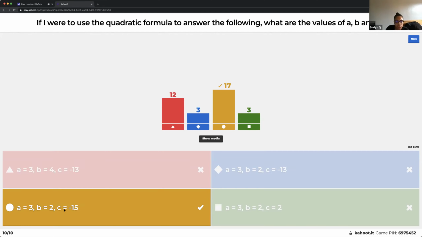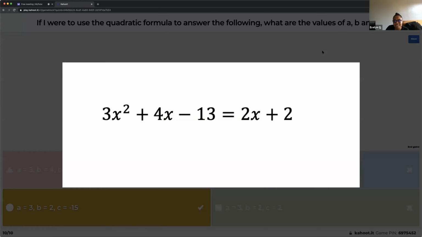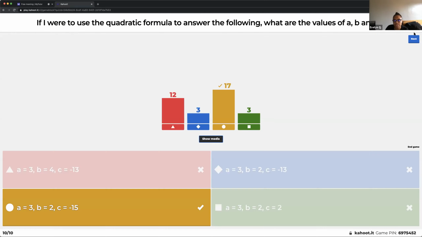Right, A equals 3, B equals 2, and C equals minus 15. Remember, if we have a look, it has to equal 0. You have to set it equal to 0 first. So you subtract 2x on both sides and you subtract 2 on both sides and you'll get A equals 3, B equals 2, C equals minus 15.